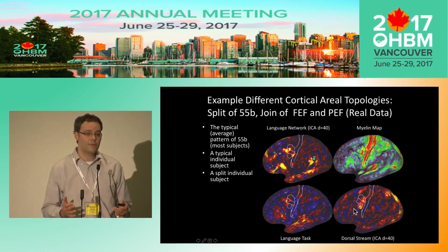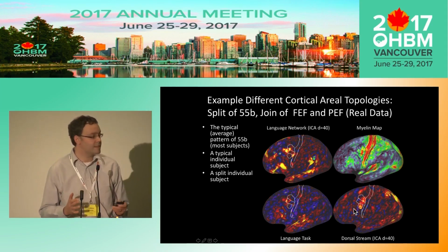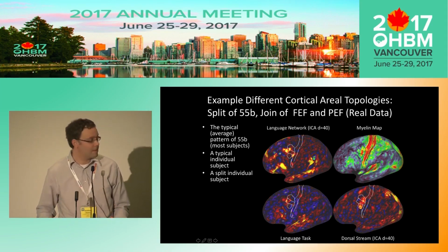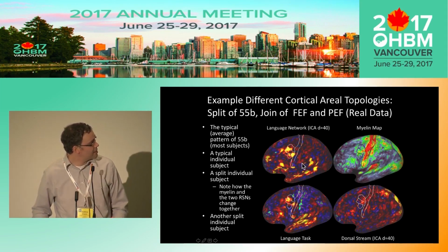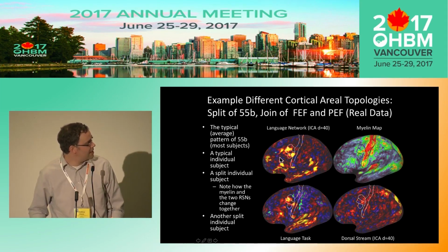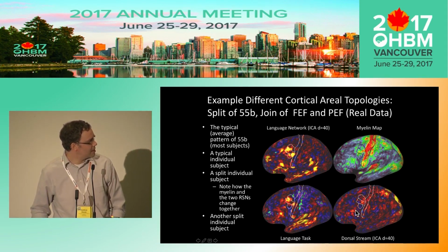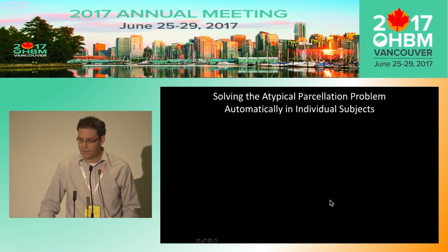So we've got multiple modalities that are telling us that this subject is different from the typical pattern. See how they change together? There's another subject. It doesn't look exactly the same, but it's the same idea. We've got two hotspots of connectivity and activity. We've got myelin going right down the center, and along with this, connectivity to the dorsal stream visual network.